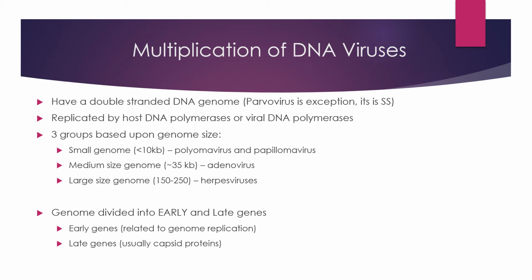Your DNA viruses are grouped into three groups based upon how big their genome is. You have the small viruses, which have genomes that are less than 10,000 base pairs, and your polyoma viruses and human papillomaviruses fit into this category. You have medium-sized viruses that have a genome that's about 35,000 base pairs. Adenovirus would be an example of this. And then you have some viruses that have really large genomes, like 150 to 250,000 base pairs. Herpes viruses are pretty much the only viruses in this group.